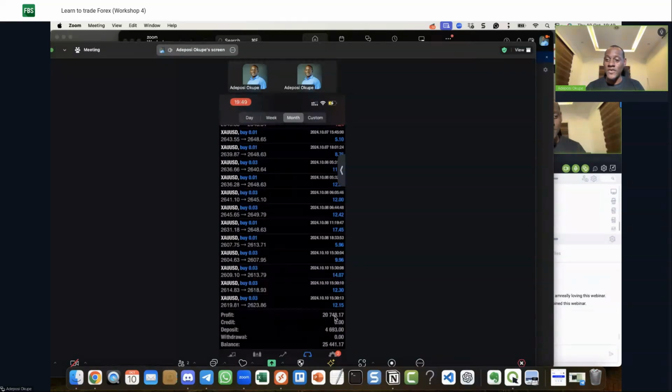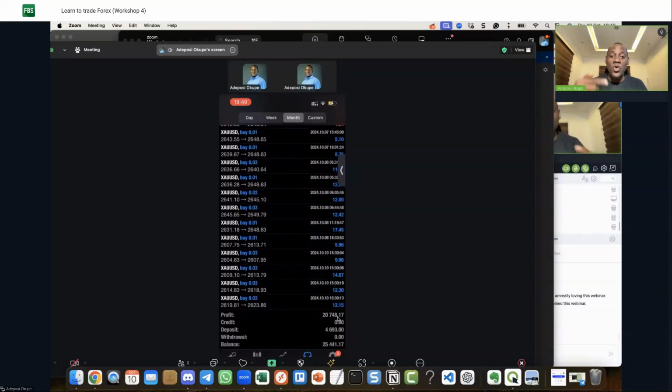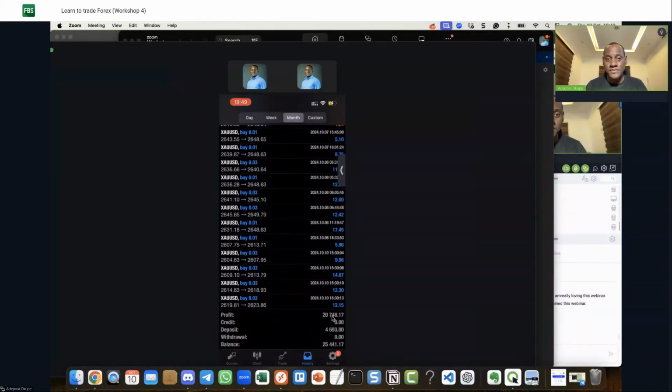This is not dollars. I know some of you are still wondering what you are looking at here. So this is not dollars, this is cents. I showed you guys how to open a cent account. A cent account means this money is showing as 20,748 cents. So if we take the decimal places, two points behind, it will give you $207.